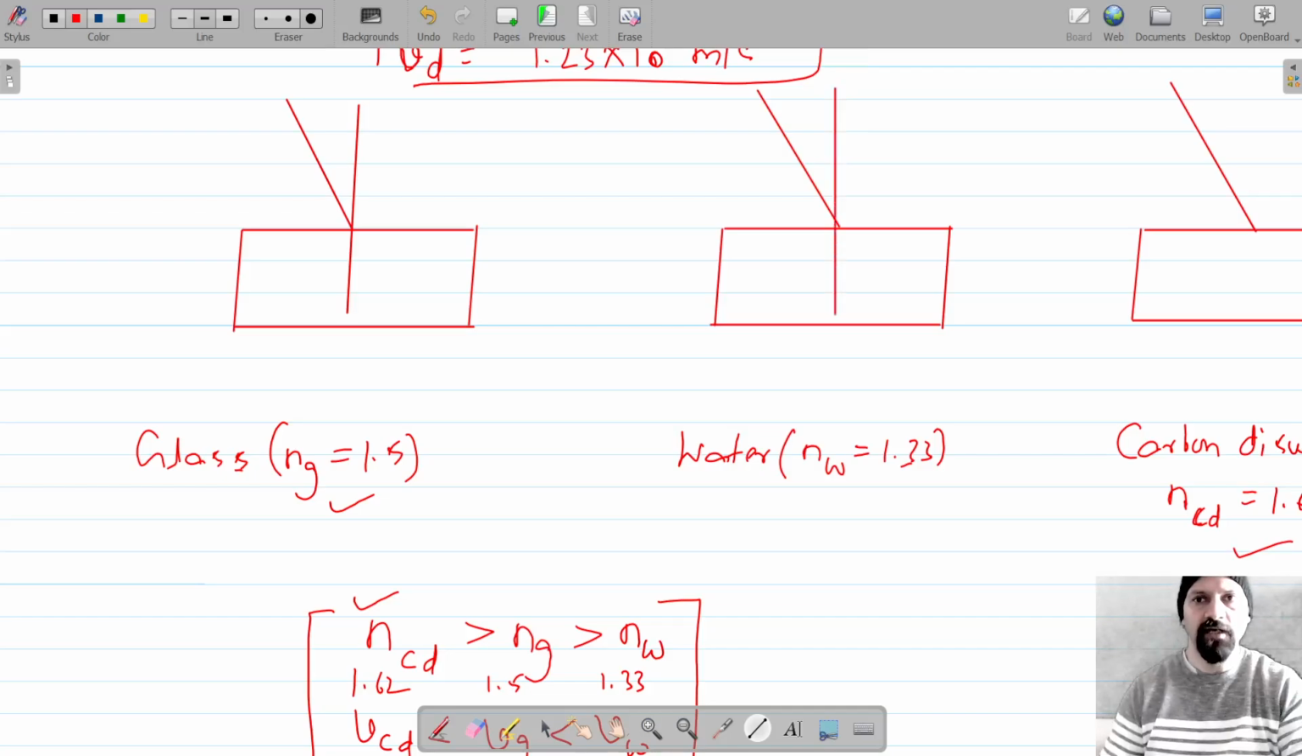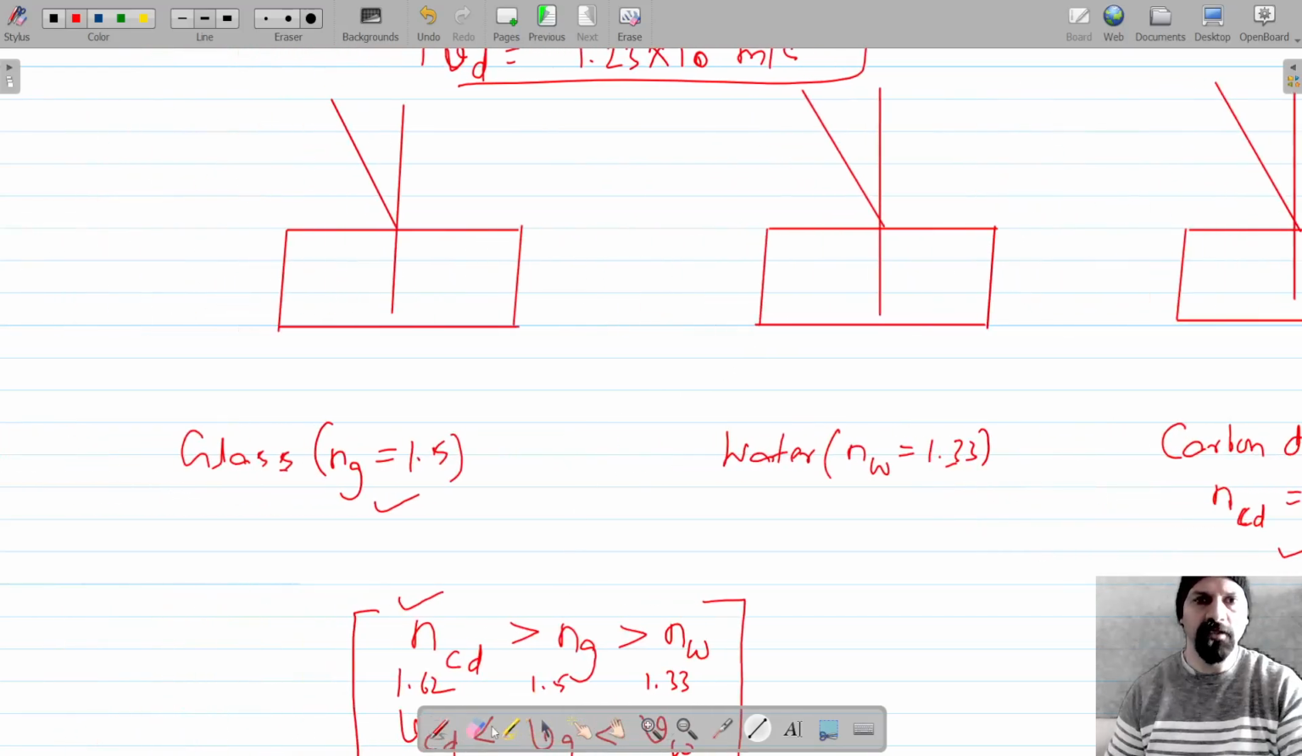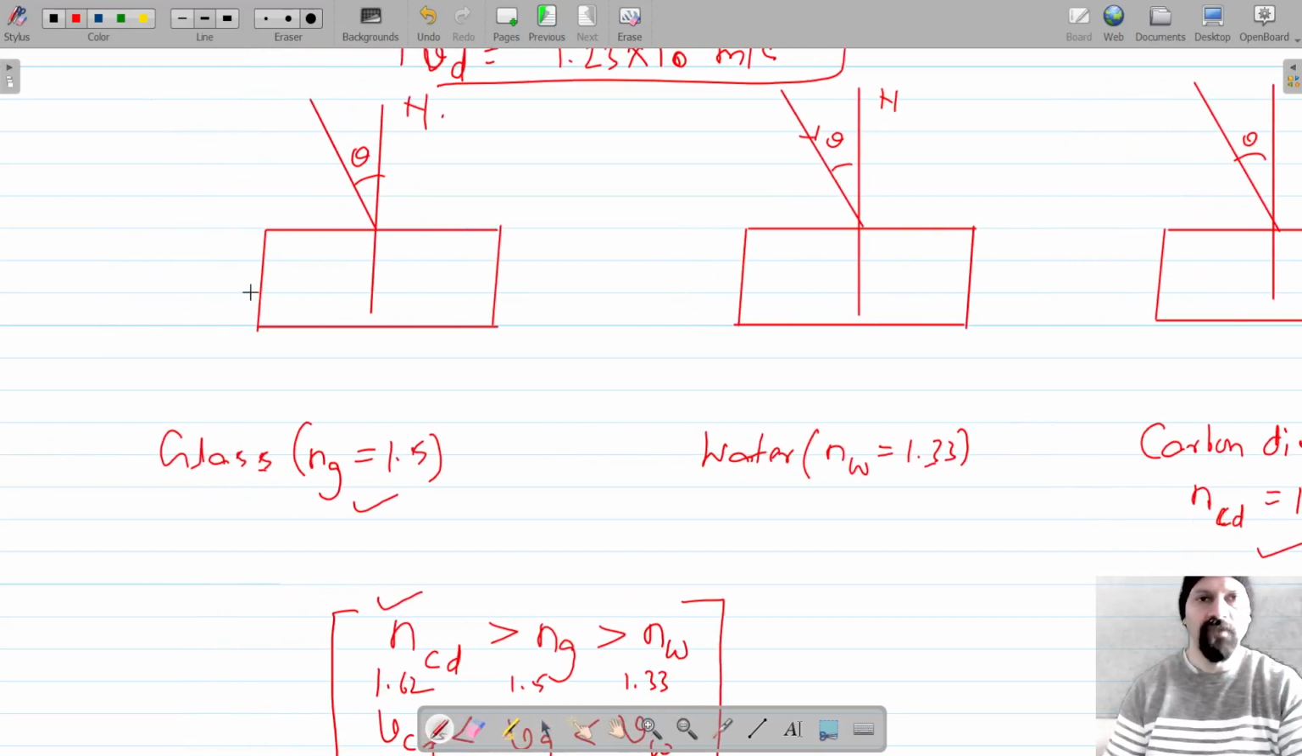So light is incident at the same angle theta. The angle of incidence is the same. This is the incident ray and this is the normal. Normal means perpendicular to the refracting surface.